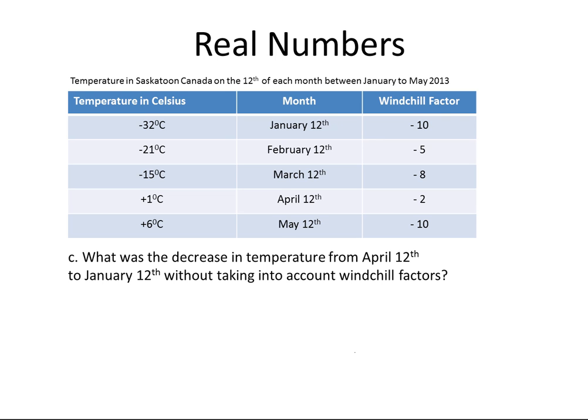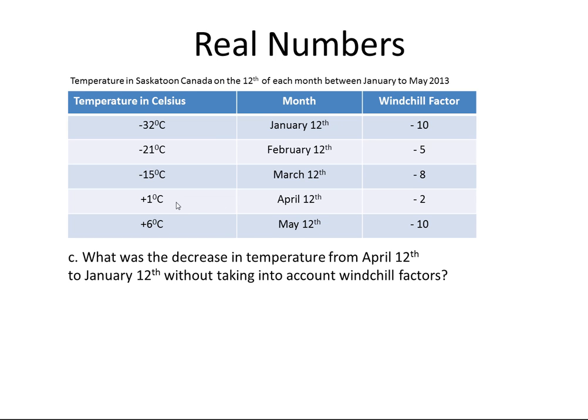Part C. What was the decrease in temperature from April 12 to January 12 without taking into account wind chill factors? Now I am doing the reverse. Just now I wanted to look at the increase. Now I'm looking at a decrease. From April, it's reported that the temperature is 1 degree Celsius. It's positive. But in January before that, it's minus 32. Obviously, it's warmer in April than in January. And I want to find the decrease from April to January, the reverse.